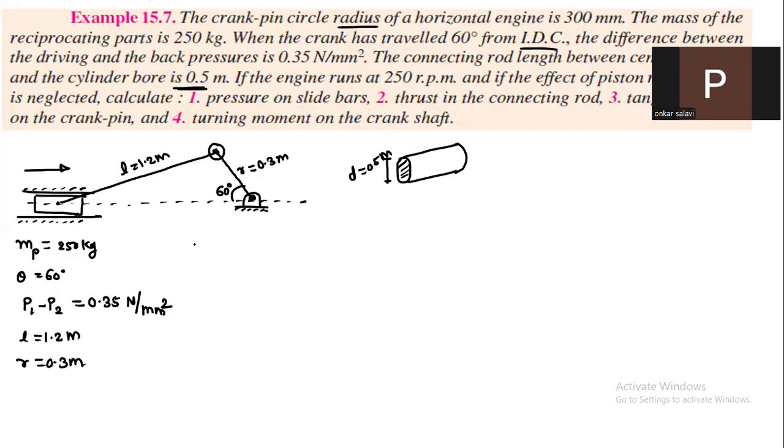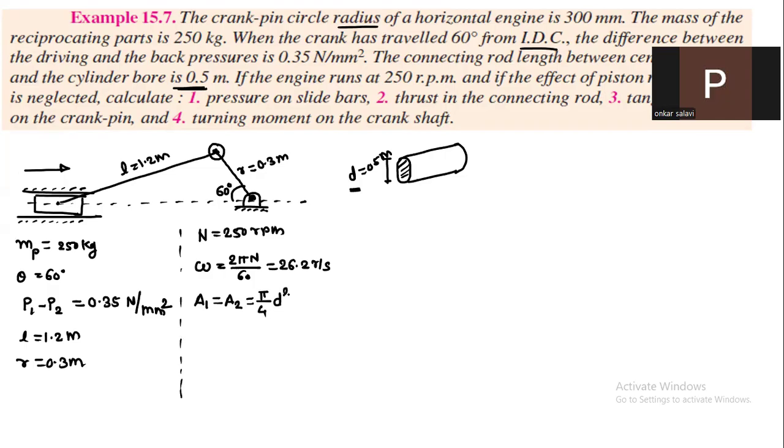If the engine runs at 250 rpm, so engine rpm is given. So N is equal to 250 rpm. From this N, we can find out the omega, which is 2 pi N divided by 60. So if you calculate this value, omega is 26.2 rad per second. From this D, as the diameter on both sides of the piston is same, we can take A1 and A2, both are pi by 4 D square. Okay, and from this you can find out that area.